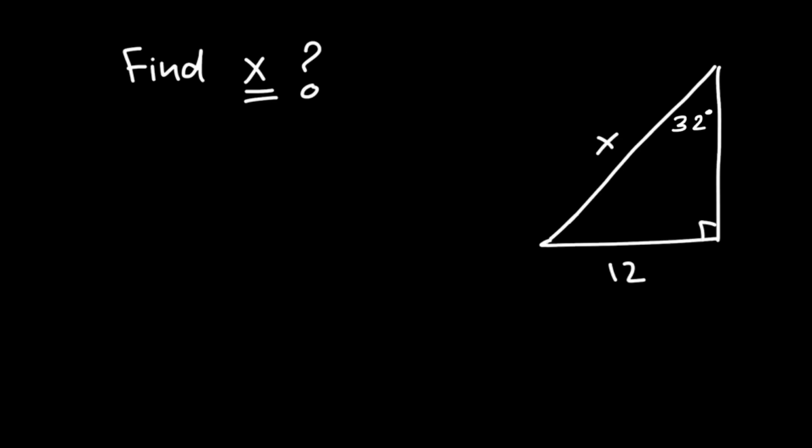Let us take a look at this example. I have been given a right angle triangle with a couple of pieces of information. The first one, the angle which is here, 32. This side is 12, and they are requesting us to find the hypotenuse, which is x. So the first thing I have to do is write the three terms, so SOH, CAH, TOA.